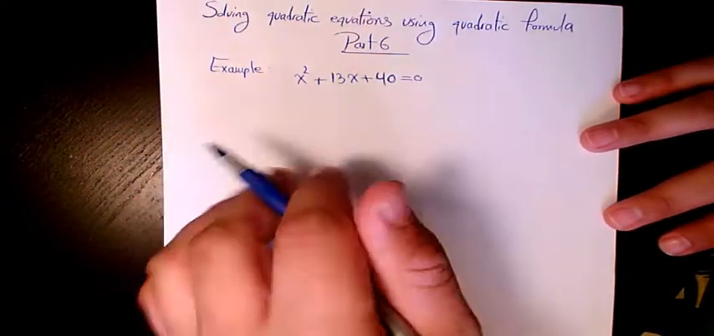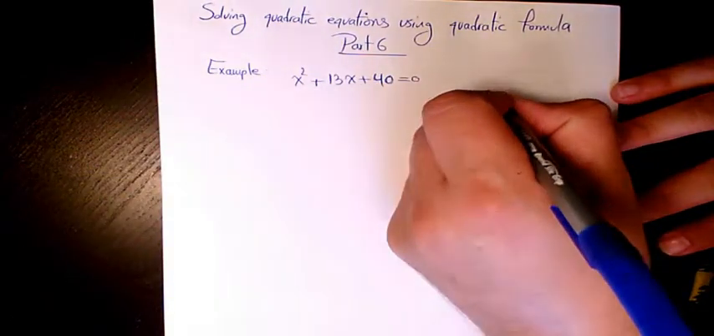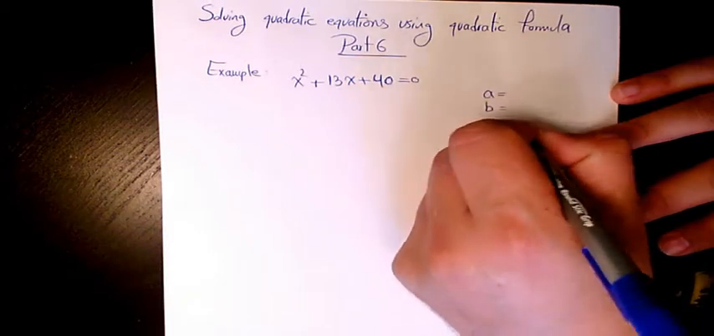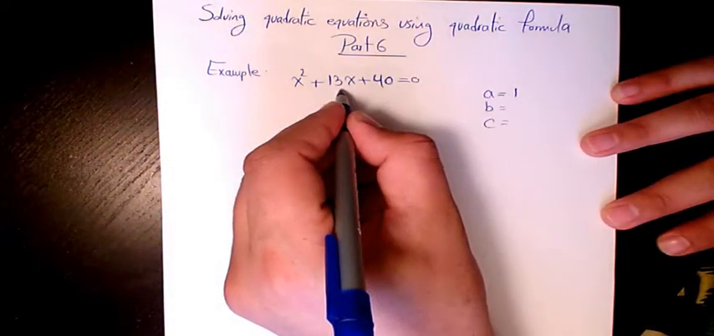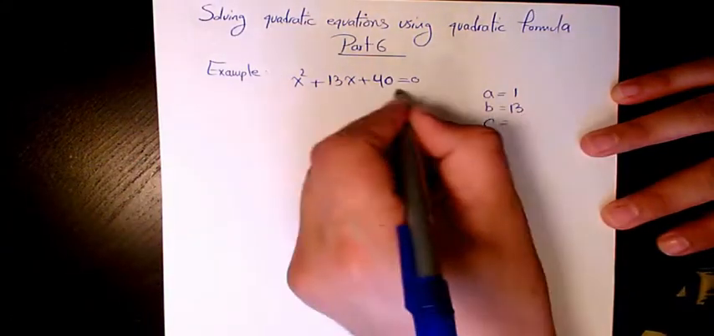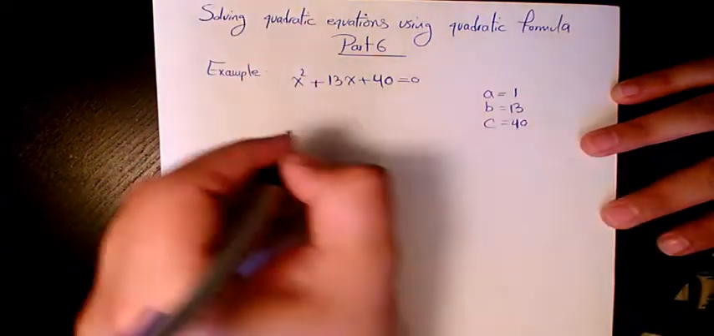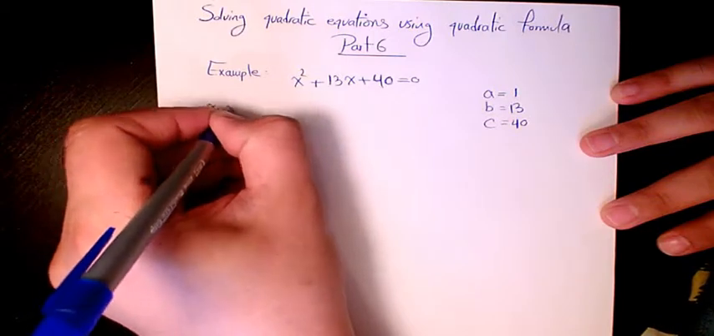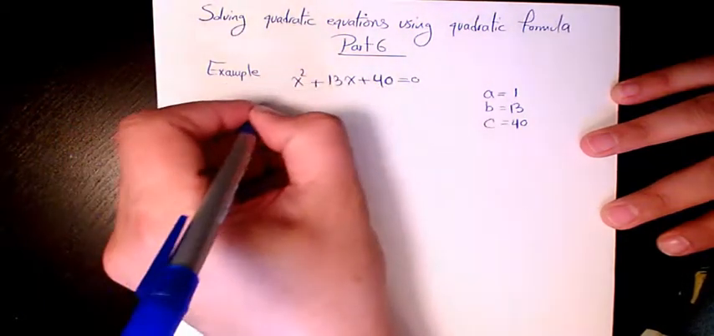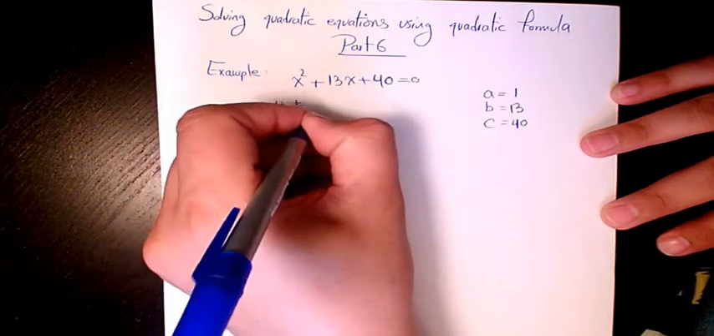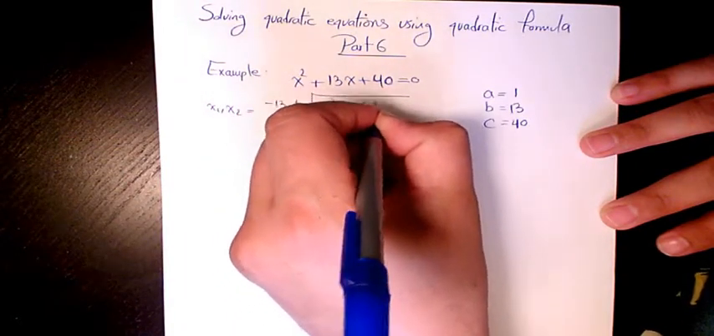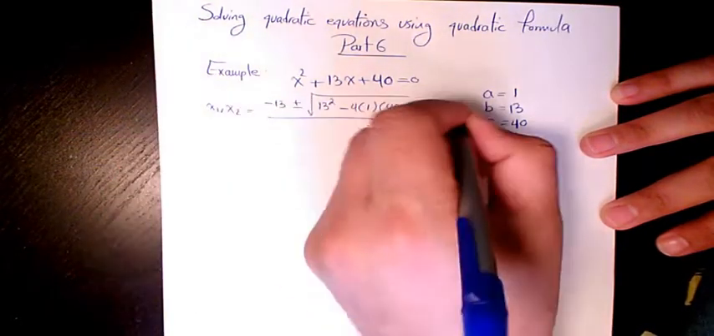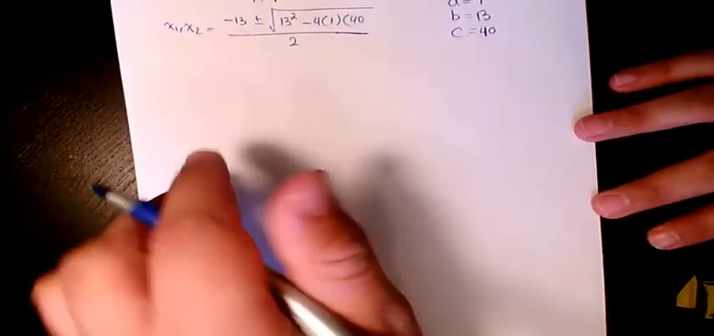If I want to use the quadratic formula, just find a, b, and c. A is the coefficient of x squared, which is 1 in this case. B is the coefficient of x, 13, and c is 40. So x1 and x2 will be negative b, negative 13, plus minus the square root of b squared, 13 squared, minus 4 times 1 times 40, divided by 2 times a, which is 2.